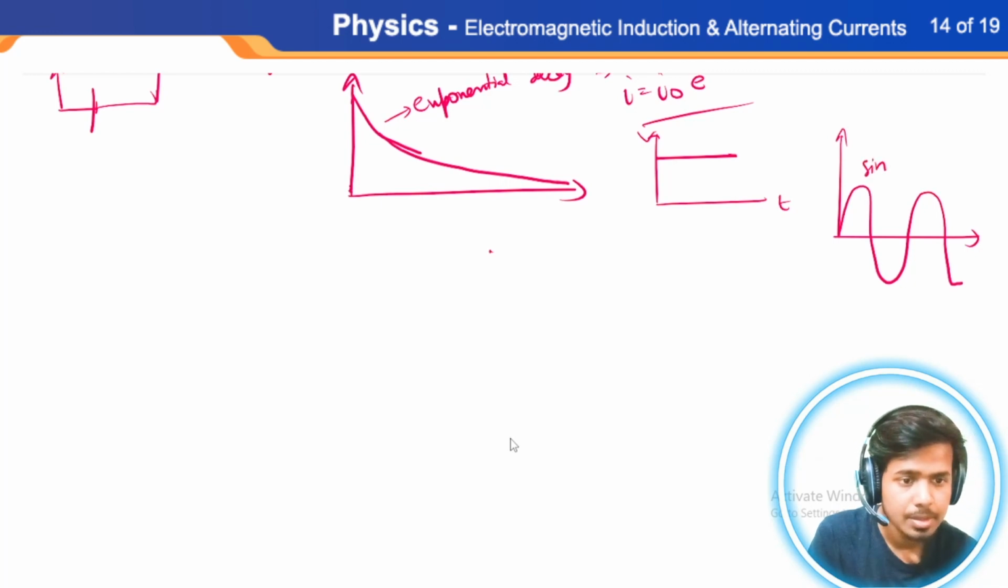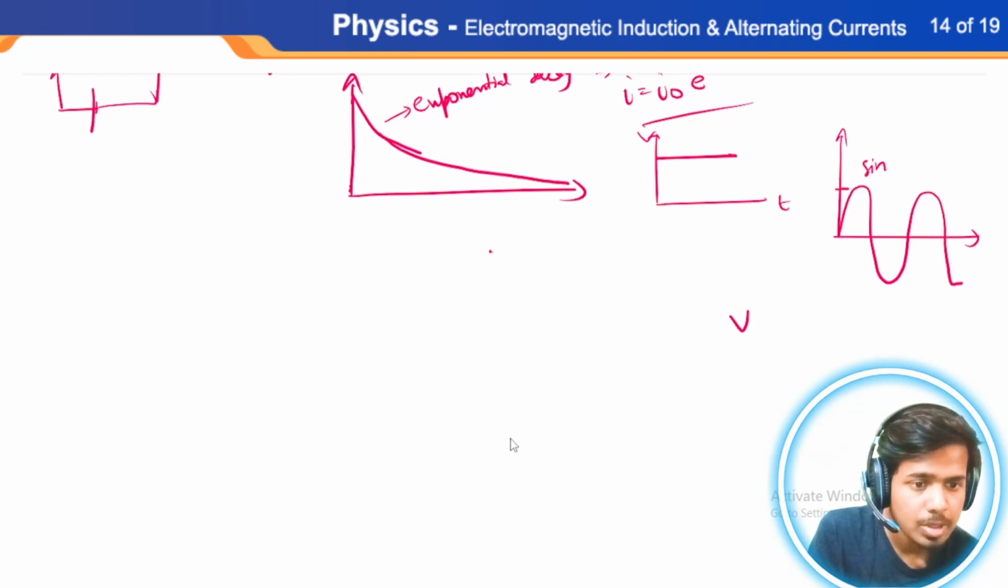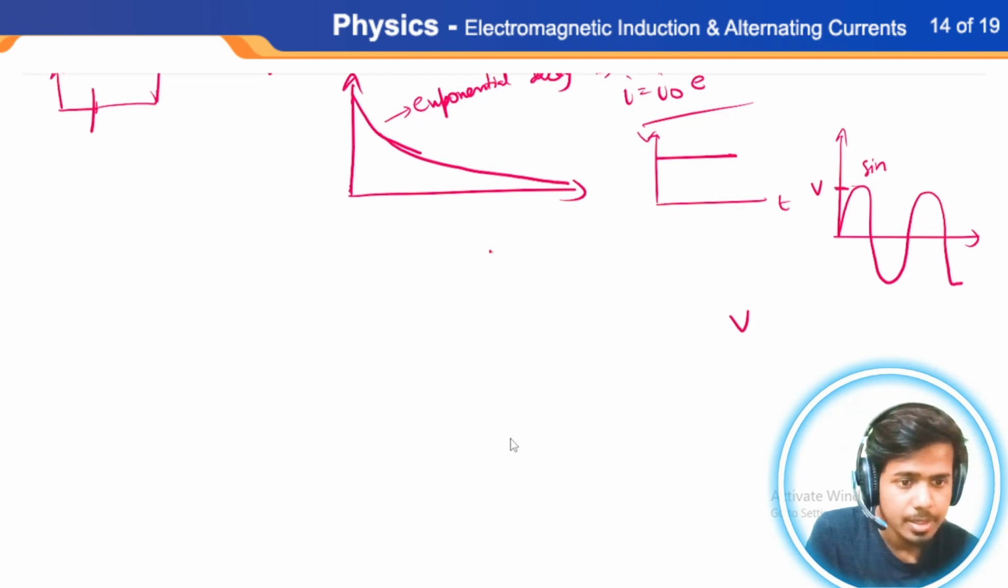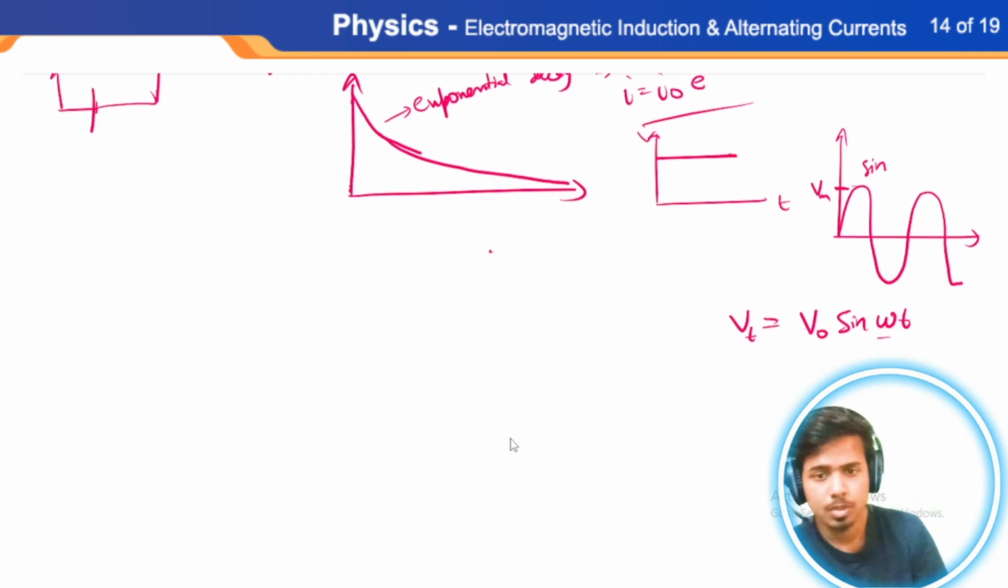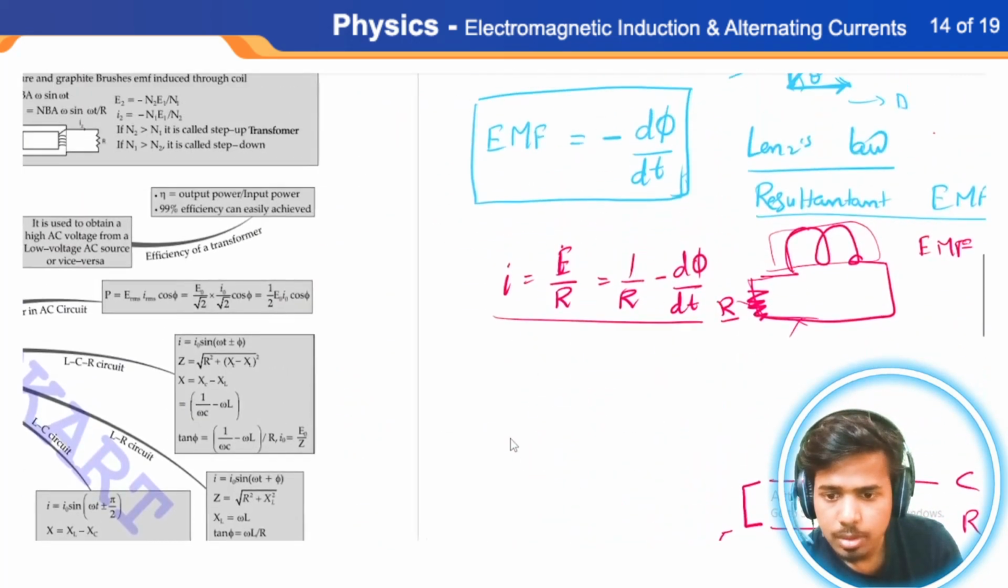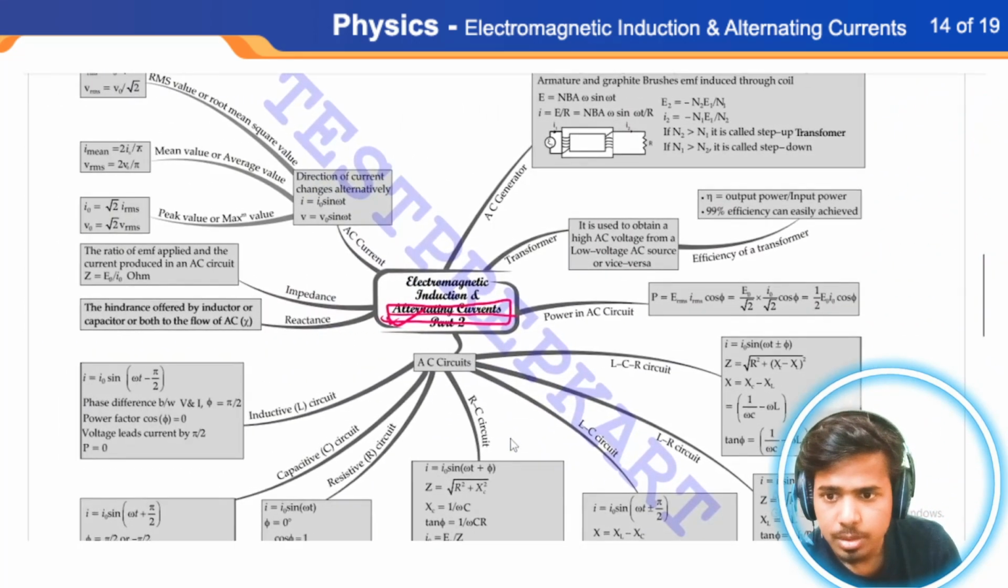So sine, and the voltage, if this is the maximum V maximum, V as a function of time could be written as V maximum into sine omega t. Omega is the angular frequency. All right. So this is the source that I'm talking about.